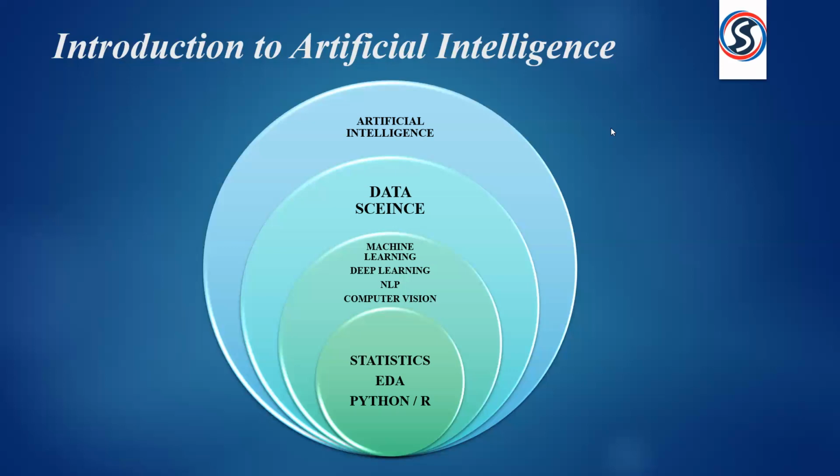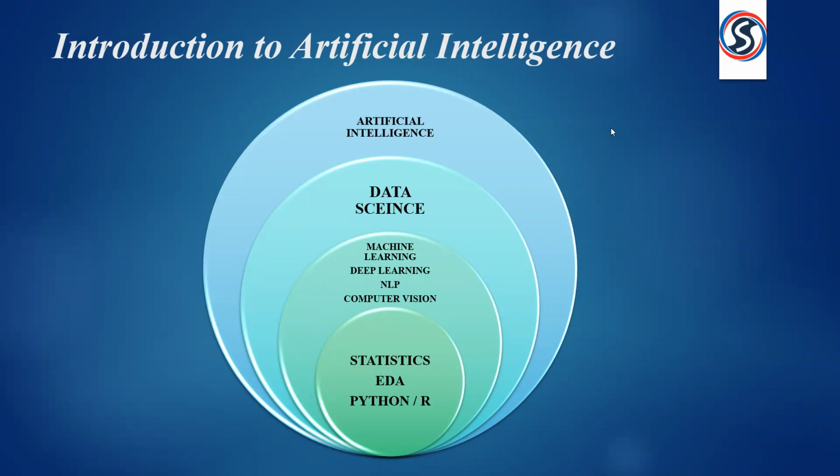In a layman's way, if we define AI, we can say it is a branch of computer science by which we can create intelligent machines which can behave like a human, think like a human, and are able to make decisions.